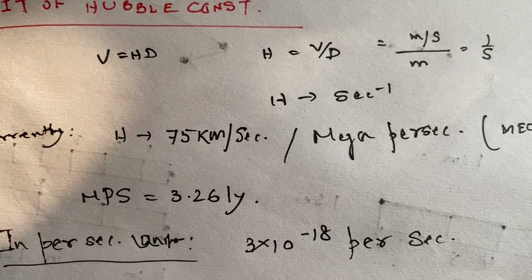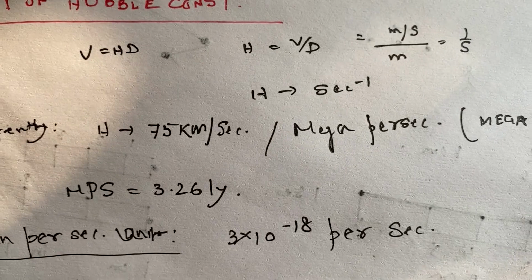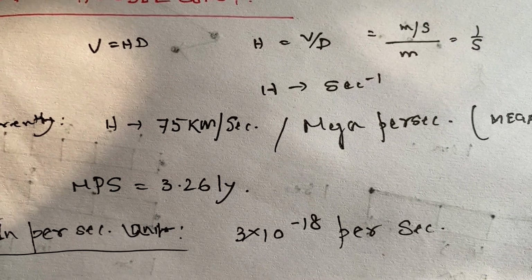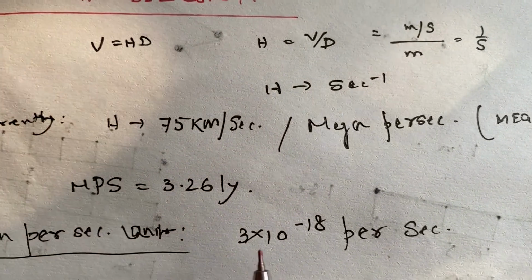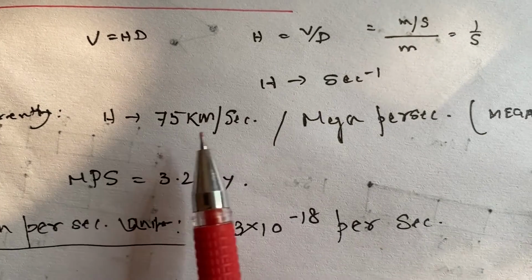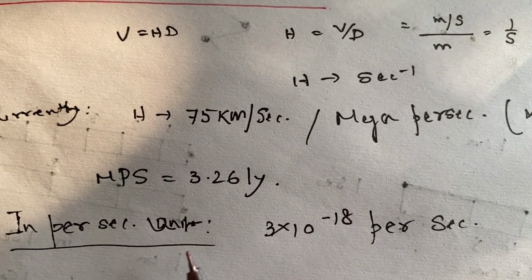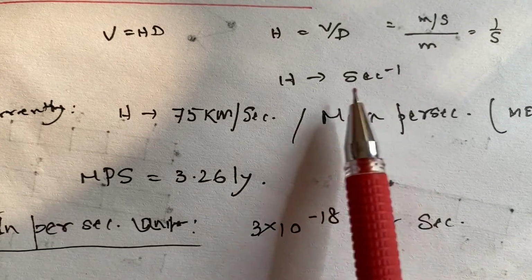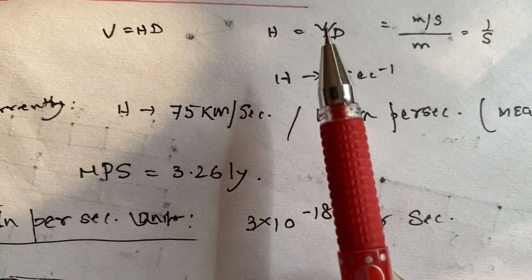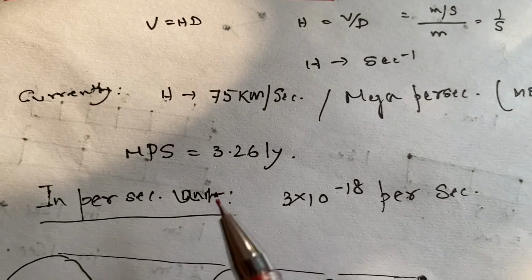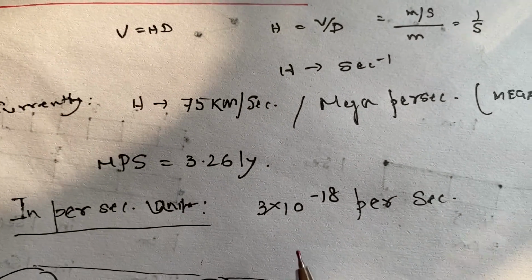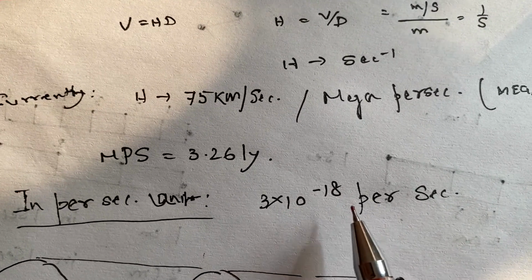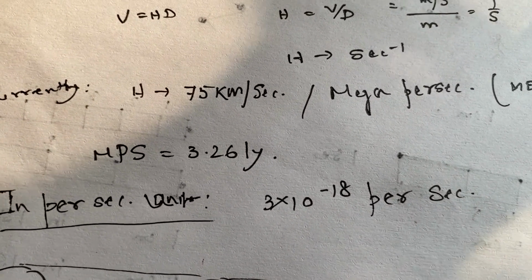Now when Hubble calculated this constant, his calculated value was almost 8 to 10 times bigger than this. And in the unit of per second, just as we derived from this ratio V by D, the value of this is about 3 times 10 to the power minus 18 per second.